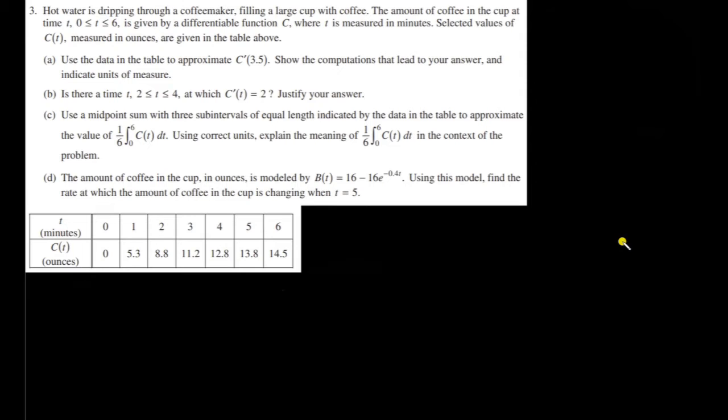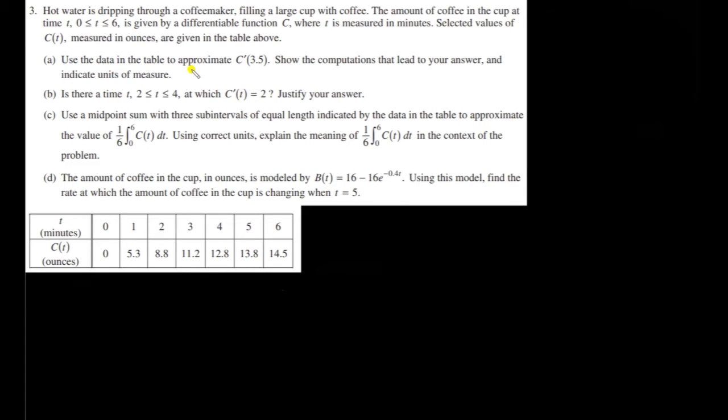Part B: is there a time t where 2 is less than or equal to t is less than or equal to 4, at which c prime of t equals 2? So this is talking about the mean value theorem, and to make sure that the mean value theorem even applies, we have to make sure our function fits the conditions. We're given that c is a differentiable function, so it's a continuous function. There are no sharp points or anything that would make it not differentiable.